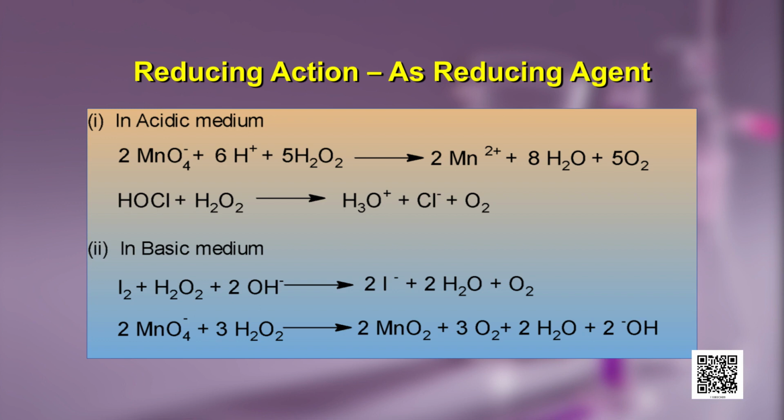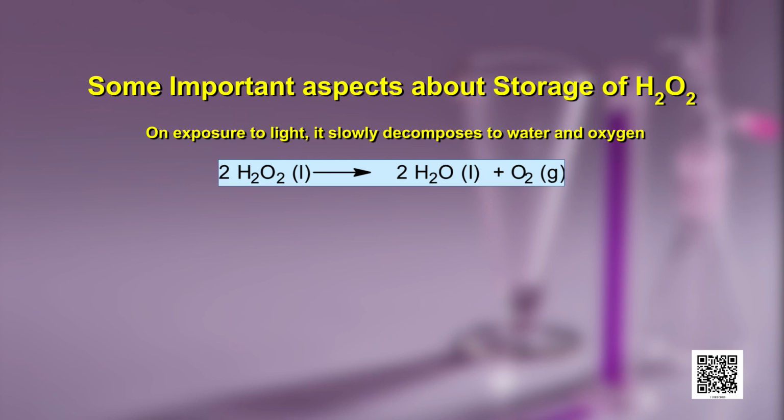Similarly, the reducing action of H2O2 on MnO4- ions is giving us MnO2, that is manganese dioxide, and oxygen plus water, and the medium is basic. So, OH- ions are there. After understanding the chemical reactions of hydrogen peroxide, let us now see some important aspects about its storage. These aspects should be kept in mind and are as follows.